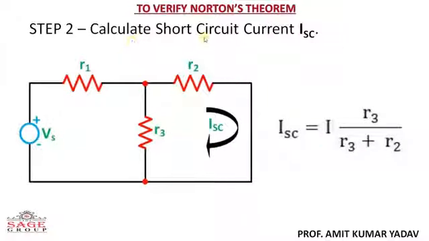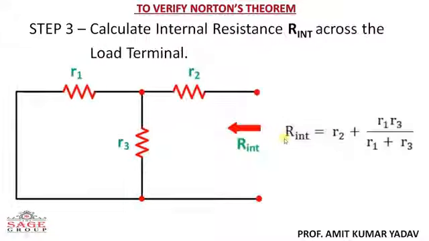What is the process of calculating short circuit current? First, you remove the load resistance and short circuit its terminal. After that, calculate the current flowing through this terminal. Here it is denoted as ISC, which means short circuit current. You can use any formula for calculating this ISC, but I have used the current division rule. Okay, now in the next step we will calculate the internal resistance.